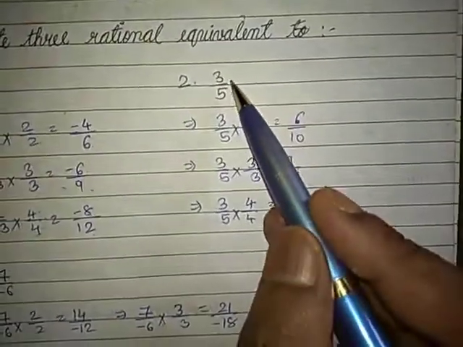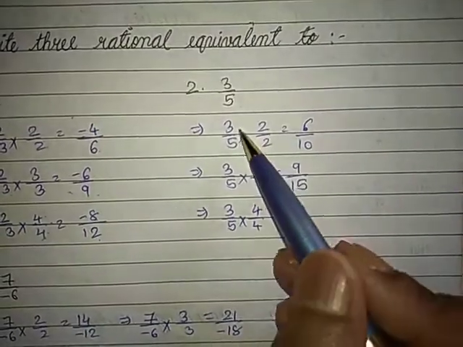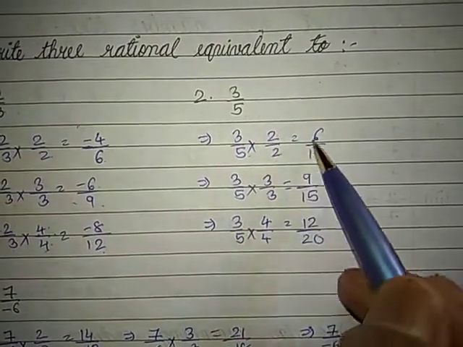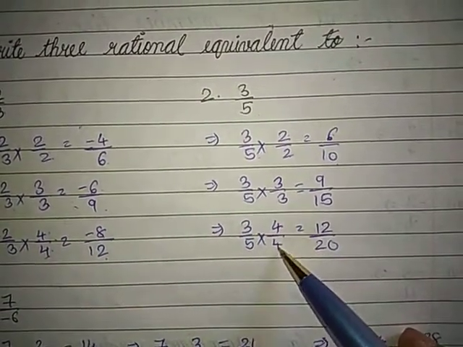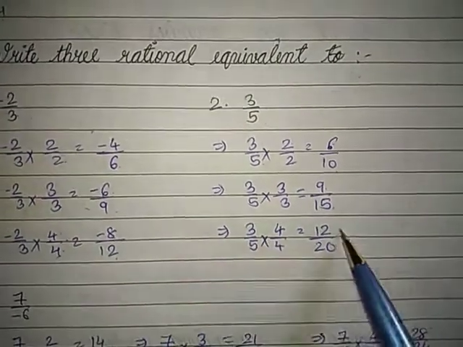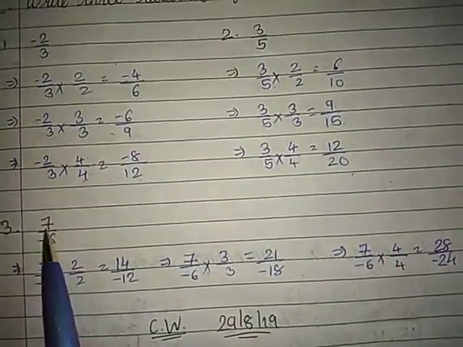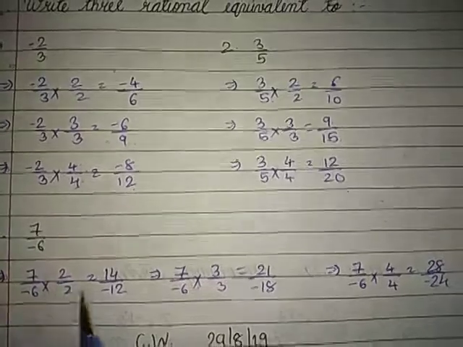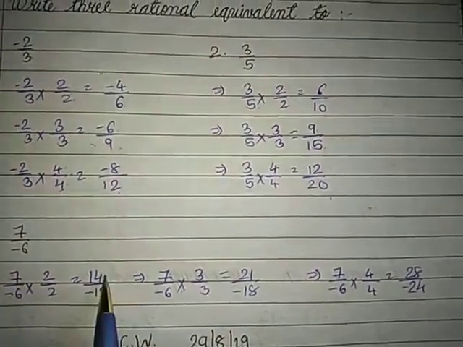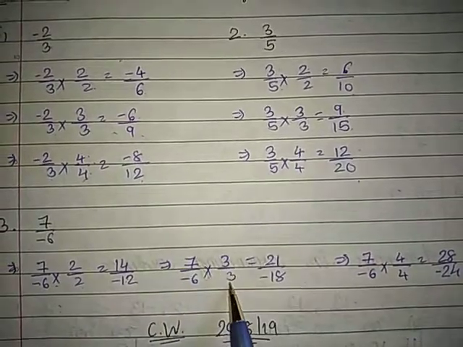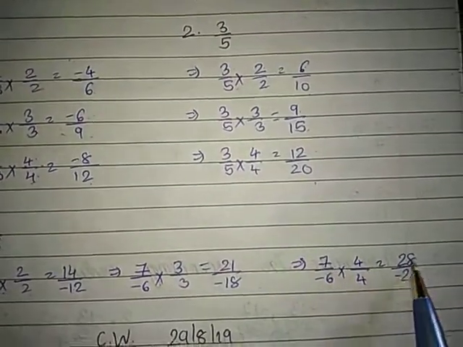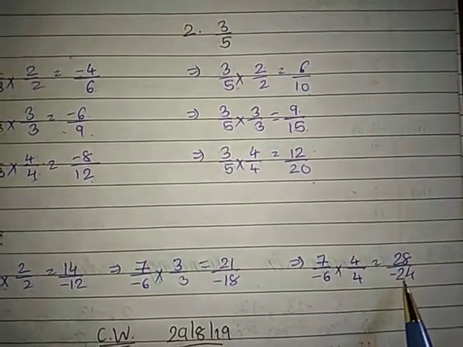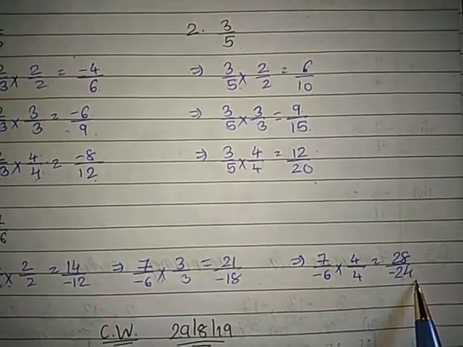For example, the second is 3 upon 5. So 3 upon 5, multiply it with 2 by 2. So you get 6 by 10. Multiply numerator and denominator by 3, multiply numerator and denominator by 4. So you'll get 9 by 15 and 12 by 20. Third, 3 equivalent to 7 by minus 6. Multiply with 2, so 14 by minus 12. Multiply with 3: 7 3s are 21, 3 6s are 18, minus 18. Multiply with 4: 7 4s are 28, 6 4s are 24. So 28 upon minus 24. Is it clear?